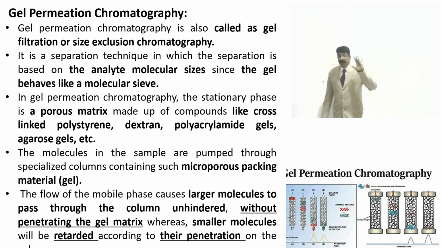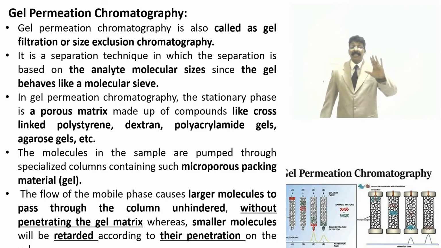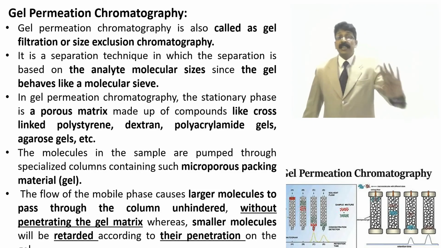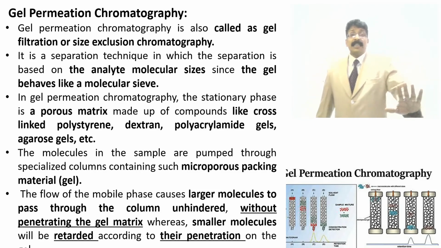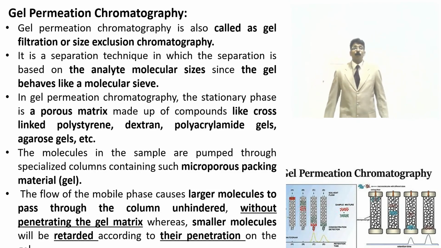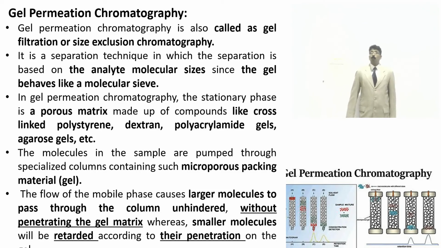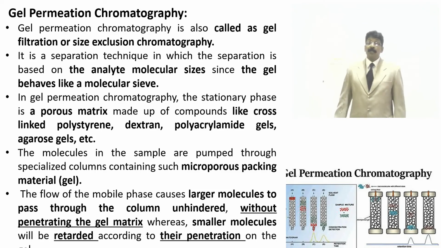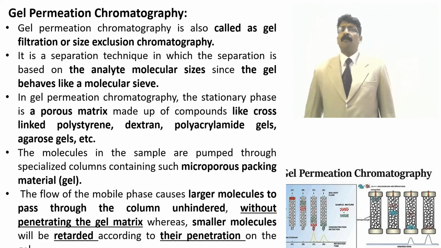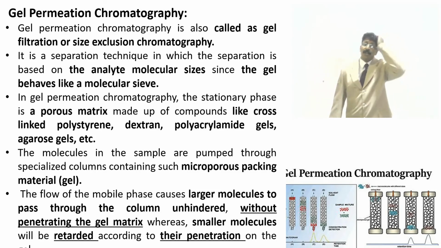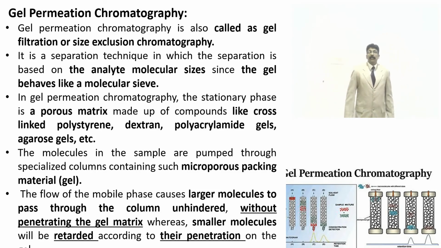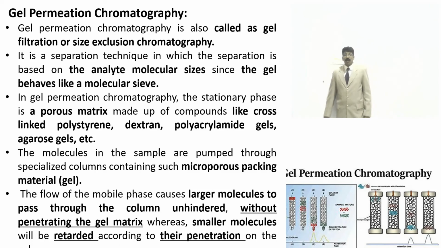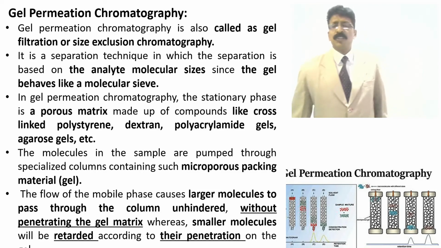They will act as a molecular sieve. Smaller molecules will enter into the pores, into the matrix, and will be retarded, and slowly the molecules will be separated. You will get very good separation, and higher molecules to smaller molecules can be easily separated according to their penetration into the gel. The picture shows a gel which can be seen in gel permeation chromatography.